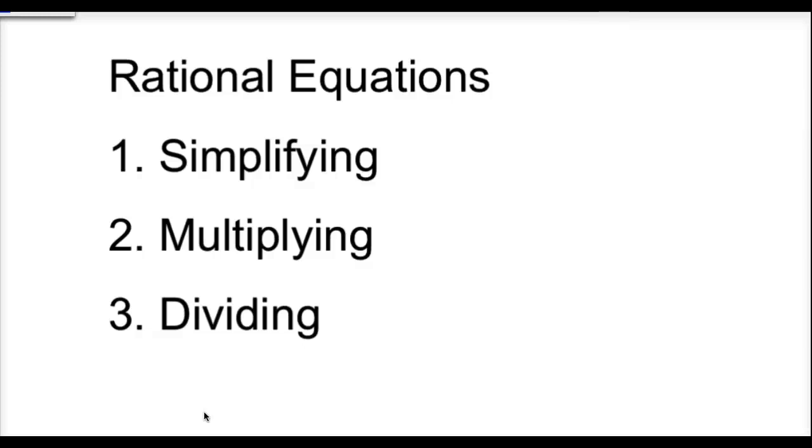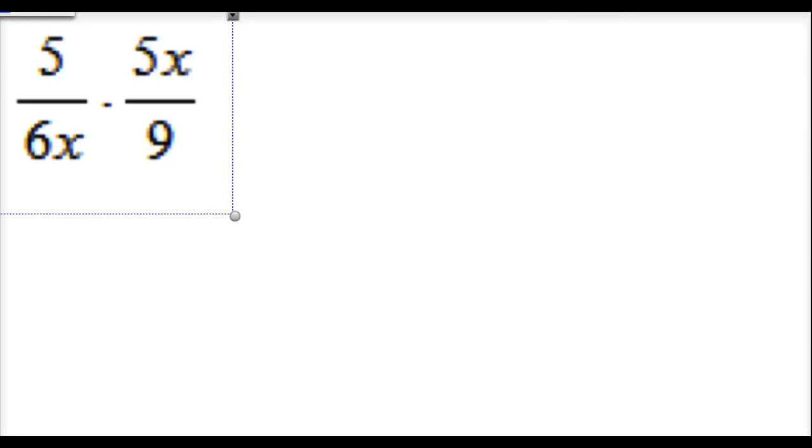Rational equation, simplifying, multiplying, dividing. First equation, 5 over 6x times 5x over 9. Simplify where you can. Okay, so just like you're multiplying normally, can I simplify anything from my numerator and denominator?